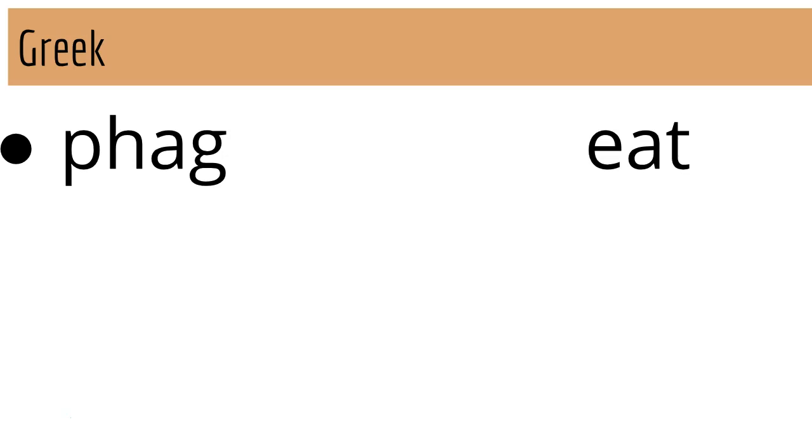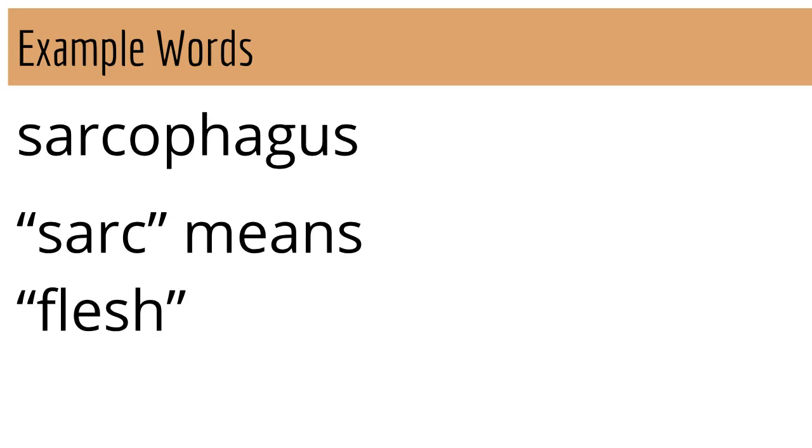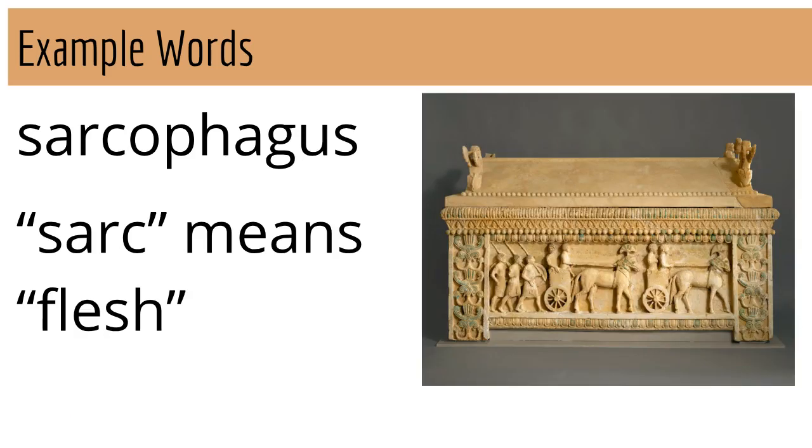The next one we have is phage. Phage means eat. This is a stem that we find in words like sarcophagus. Sarcophagus means flesh, because sarc means flesh or skin. Phage means eat. A sarcophagus, if you translate it literally, means it eats flesh. If someone is inside a coffin, you might say that the coffin has eaten them. They're inside it, like in someone's stomach. So it ate their flesh.